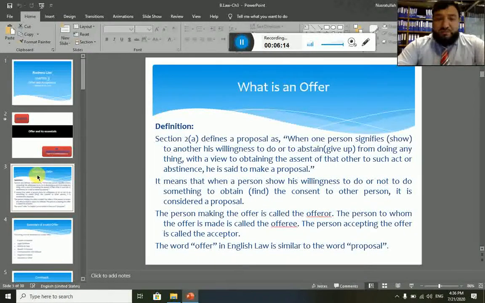All right. So that's all about the offer, the definition of offer. Hope you guys have understood the meaning. I've tried my level best to explain it as simply as possible.